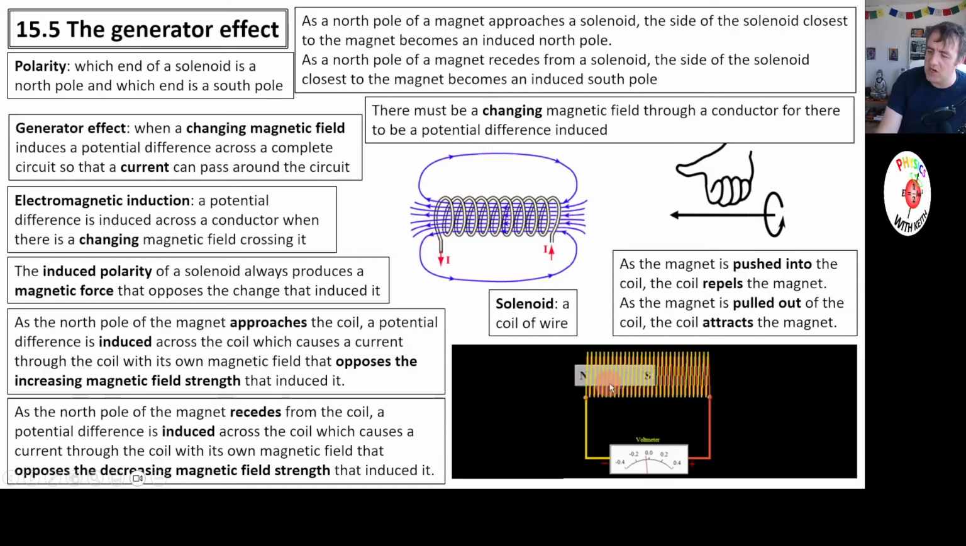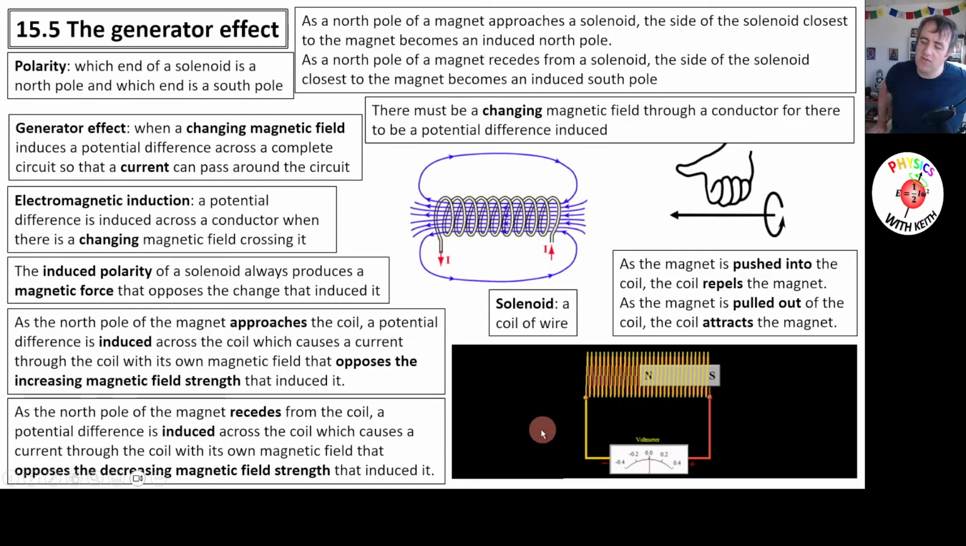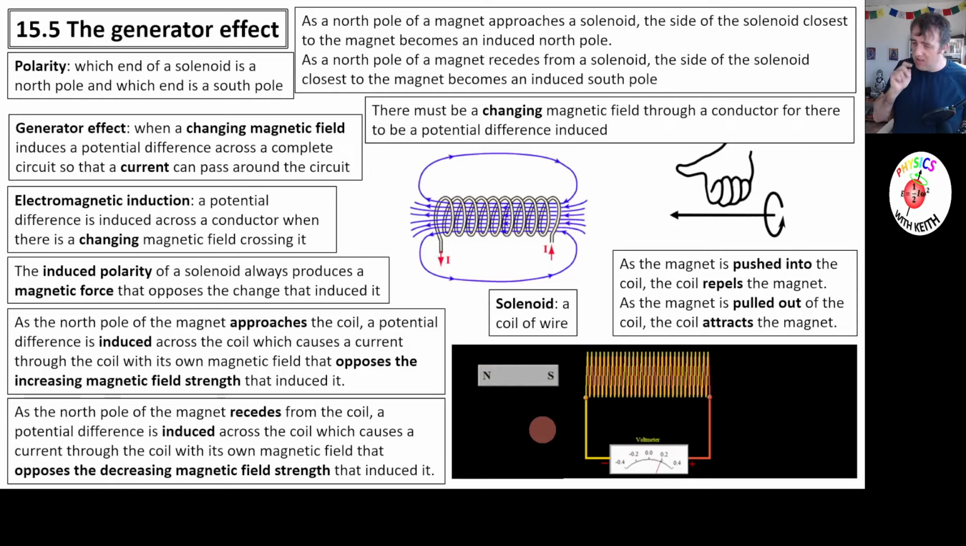Why does a solenoid have a changing magnetic field passing through it? I'm looking at the diagram on the bottom right here. It's because there is a magnet moving relative to that solenoid. So there is an induced polarity of that solenoid, and that polarity will always be in such a way that it opposes that changing magnetic field.